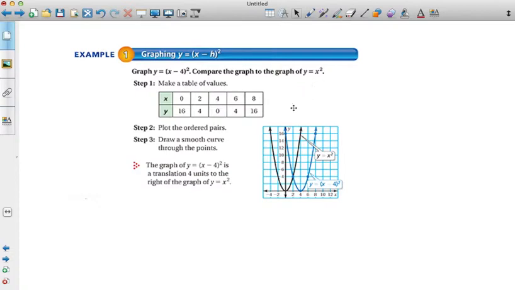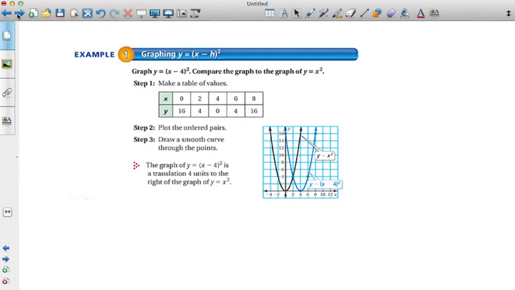First thing that you'd want to do is make a table, just like regular. It is 0 through 8. You can see your y coordinates. Step 2, you plot them, and then draw your curve through it. The black line is your x squared. The blue line is your (x minus 4) squared. Now, you'll notice that it got translated over 4 units to the right. I like to think of it as the opposite. So when it says x minus 4, you're actually going to the right 4.